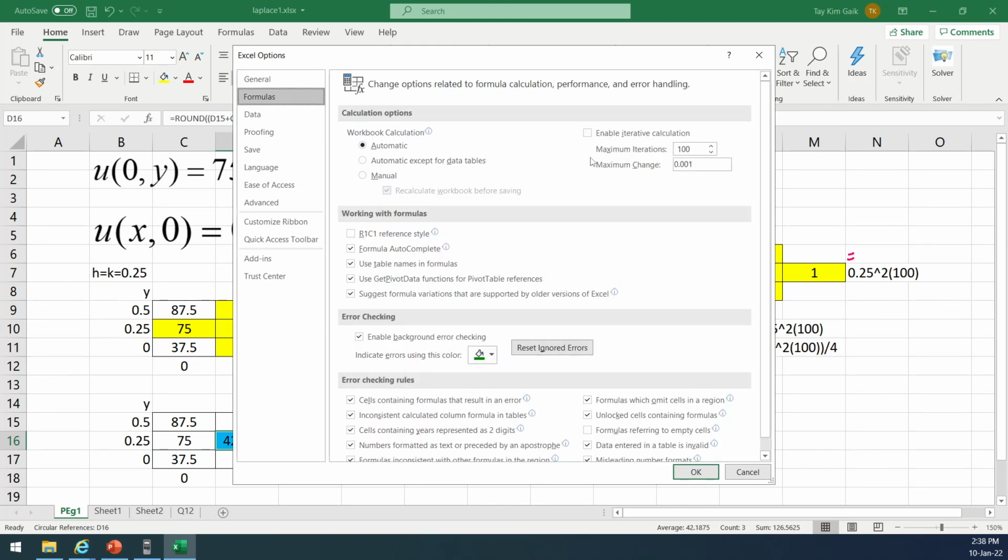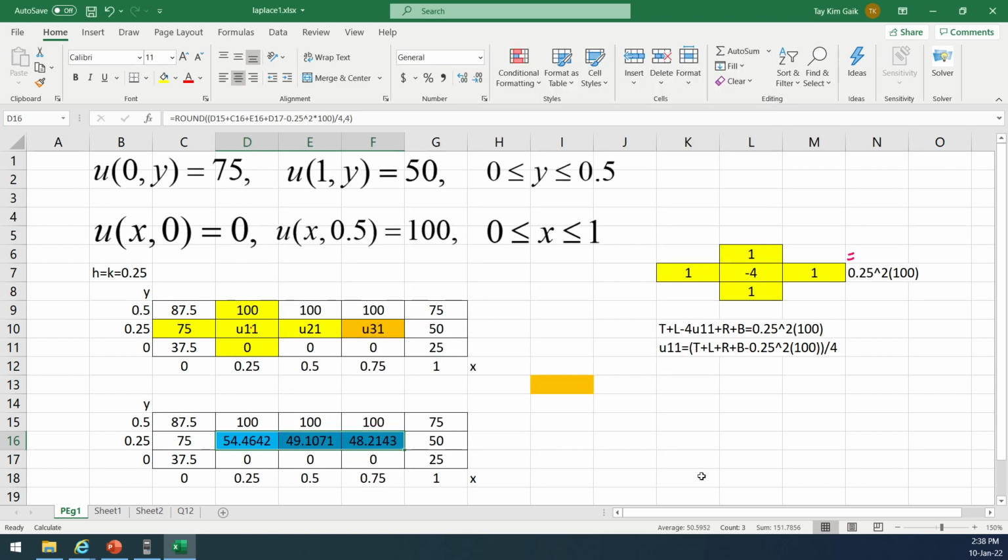Previously I enabled it. If not, it will give you, I think, a circular reference. So to solve it quickly, you have to go to options, formulas, and then enable iterative calculation. Then you obtain the solution quickly without forming the linear system.